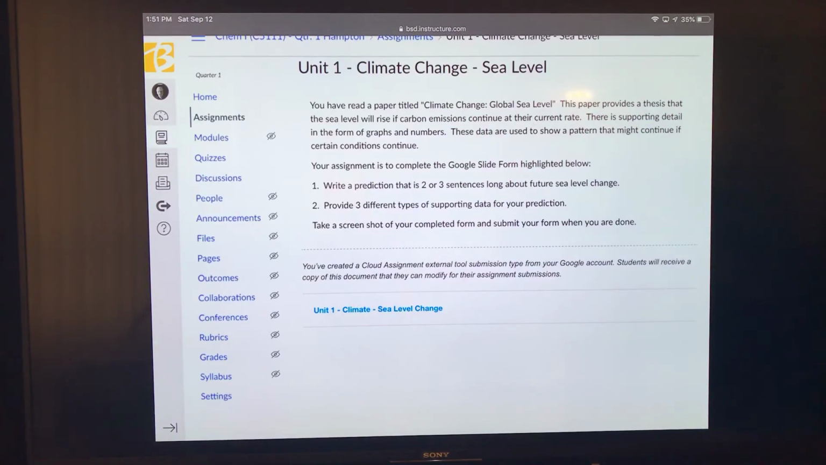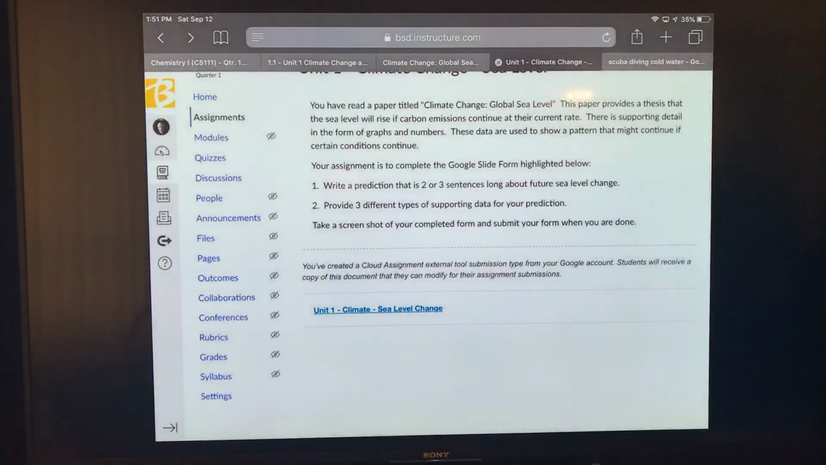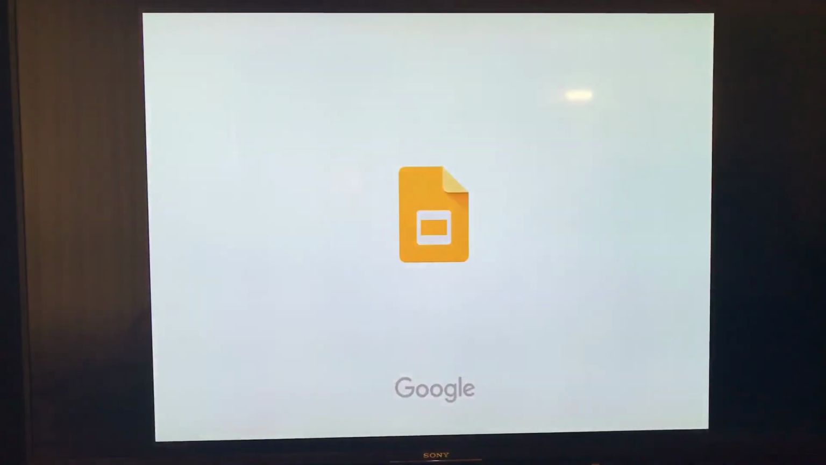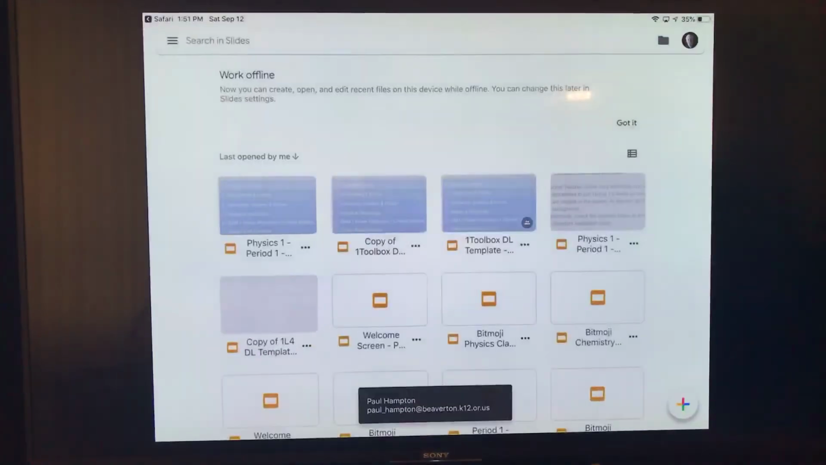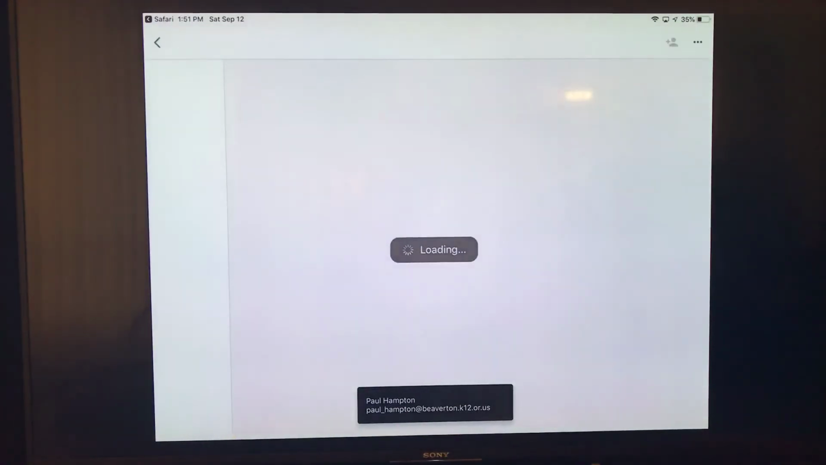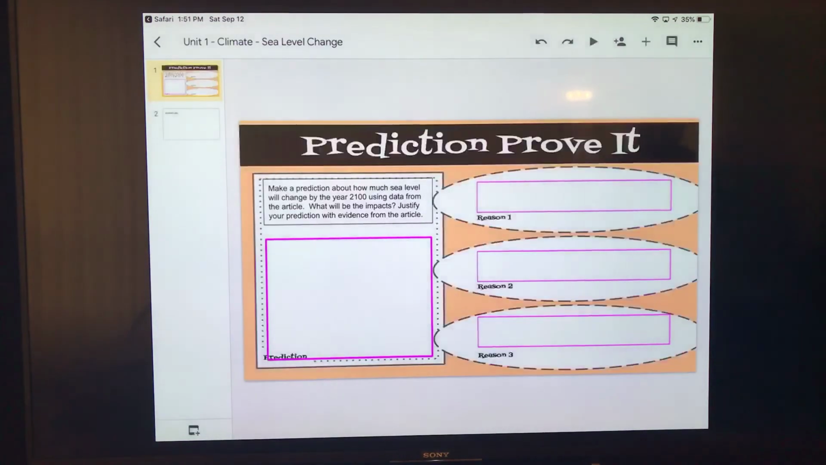So what that actually looks like when you go over there, it will open in Google Slides for you right on your Chromebook. And it will look like this. Now you can also fill it in right in Canvas. Okay, so it says prediction prove it.